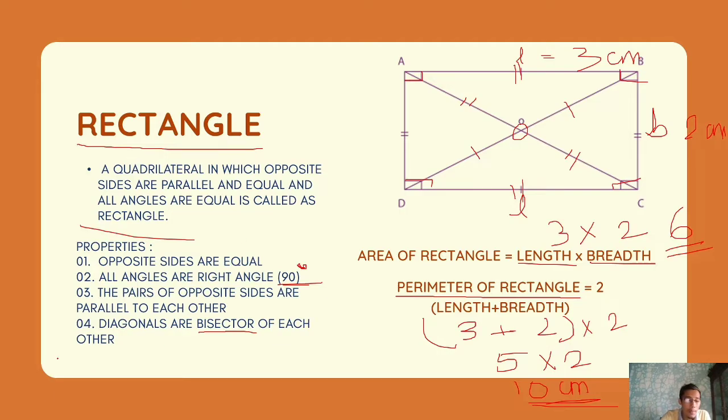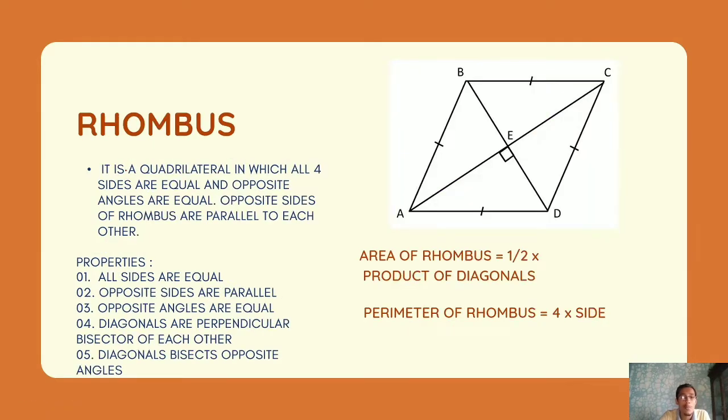So this is about rectangle. Now next is rhombus. So what is rhombus?